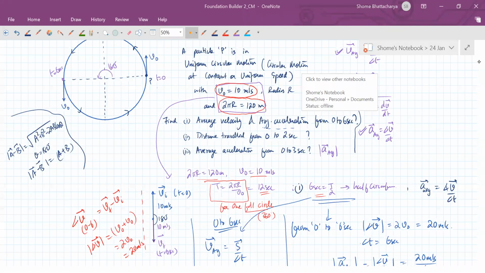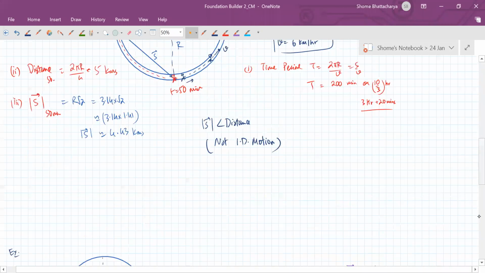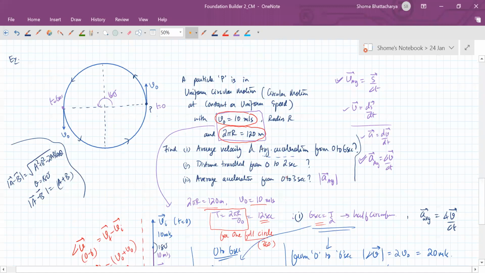Okay. Now do the second and third part. Again, you have to use the same information only. For the second and third part also, you have to use this fact that the full circle takes, sorry, takes 12 seconds to cover. So you have to use that information here.